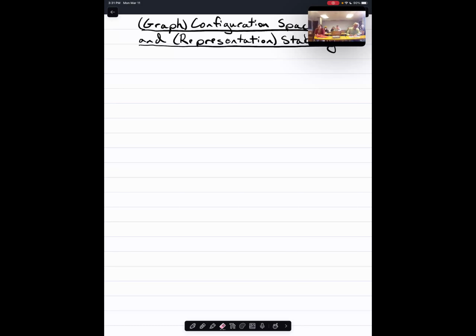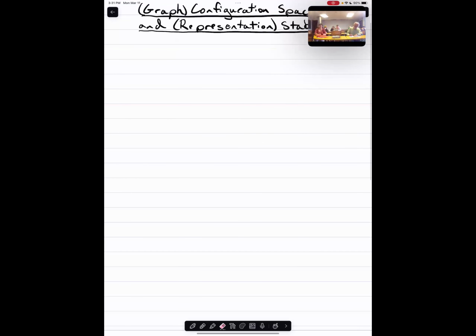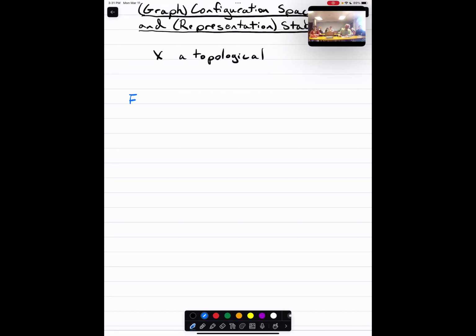So yeah, I'm going to be talking about graph configuration spaces and representation stability. So let's just go over a few basics. Throughout, X will denote a topological space, and we will use F_n(X) to denote the ordered configuration space of points in X.